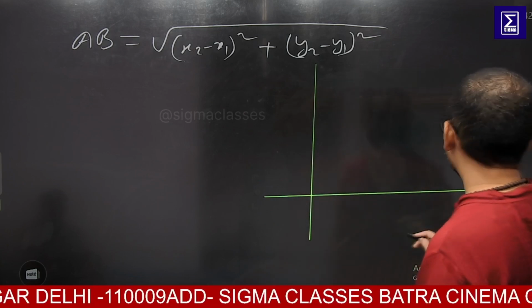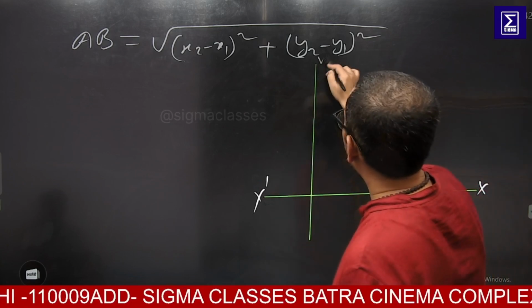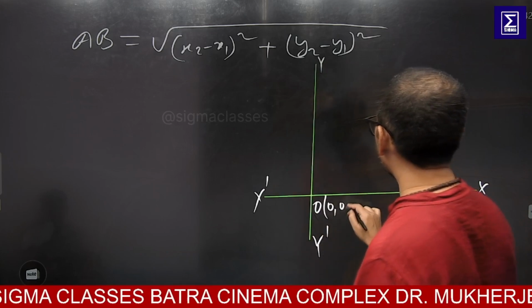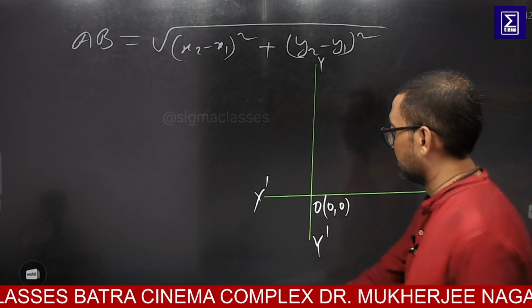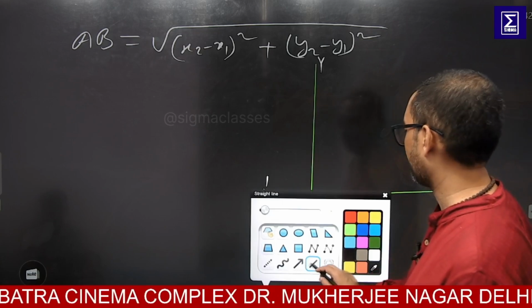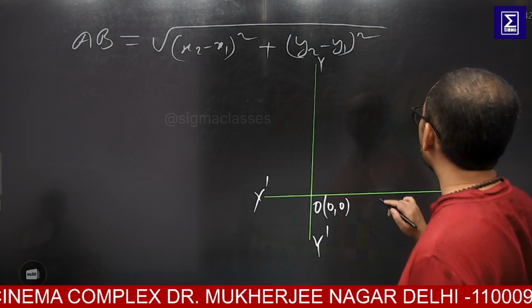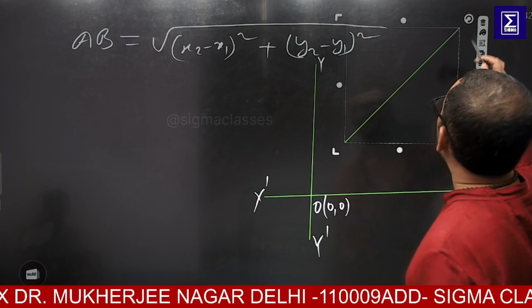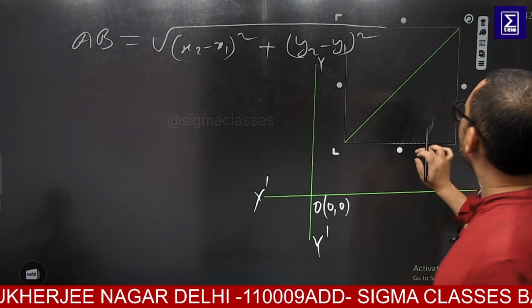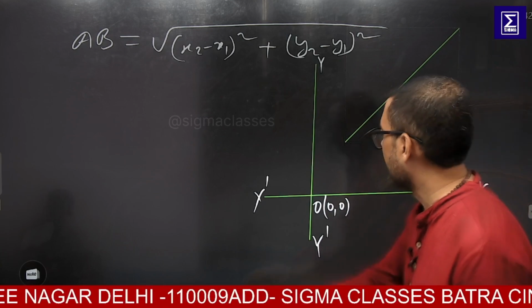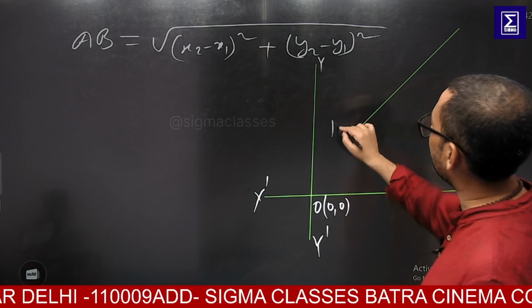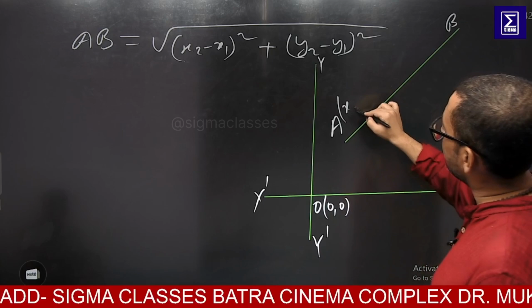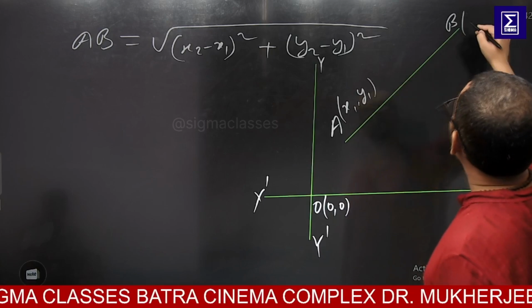This is x, x dash, y and y dash. O is the origin, 0, 0. Let's take any point. In fact, we are taking 2 points. तो दोनों ही पॉइंट से एक लाइन ड्रॉ करते हैं. So this is let's say point A and this is point B. A का जो कोऑर्डिनेट है वो x1, y1 and what is B, x2, y2.